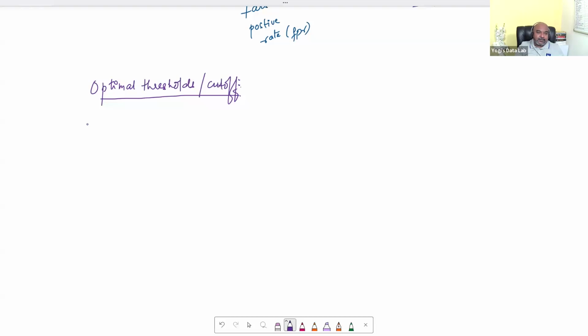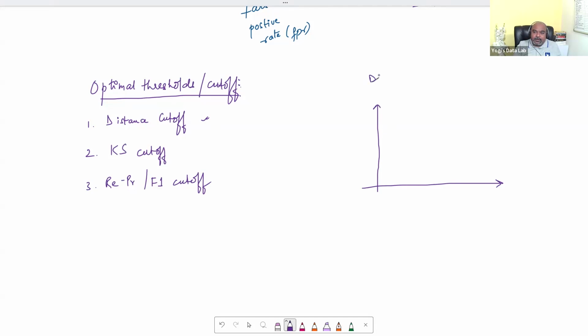Now there are a couple of methods here. First is known as distance cutoff. The second method is KS cutoff. The third method is the F1 cutoff. Now let us try to understand what these are. For distance cutoff, we will go back to your ROC curve. My y-axis was Sn, my x-axis was 1 minus Sp. I got a curve which is something like this, and this is 1, which we just saw is the best point.